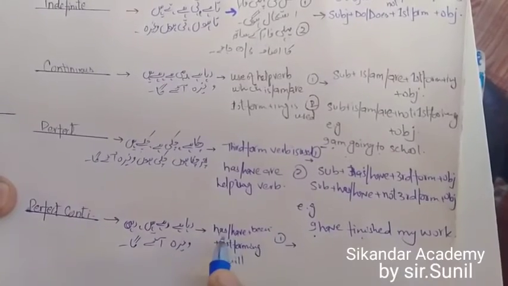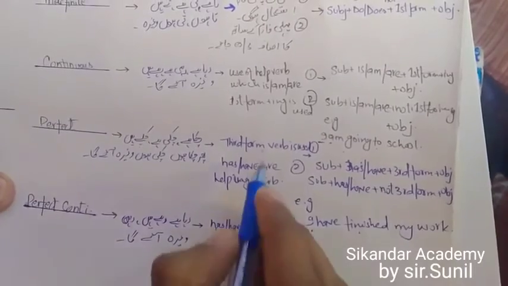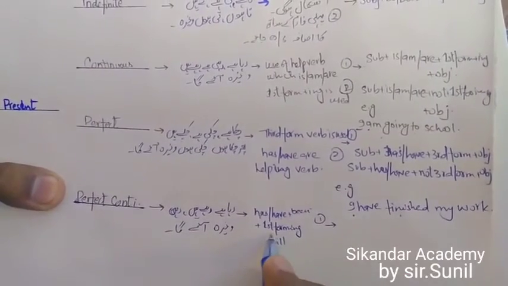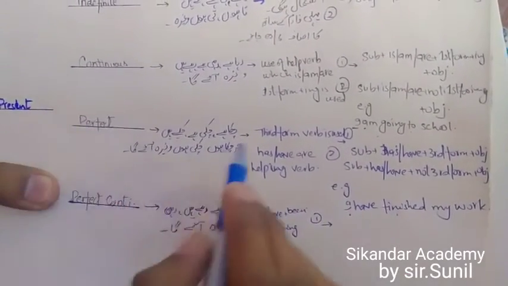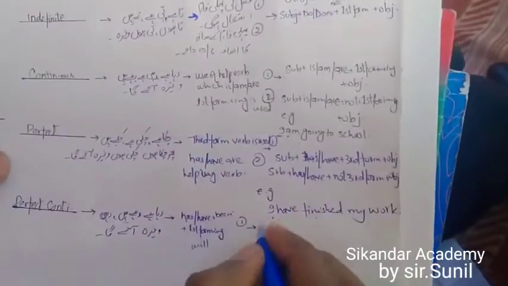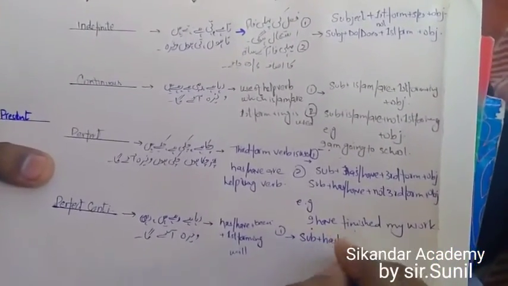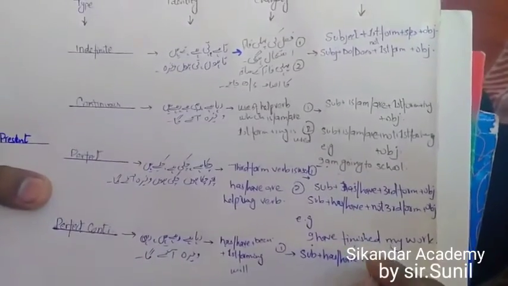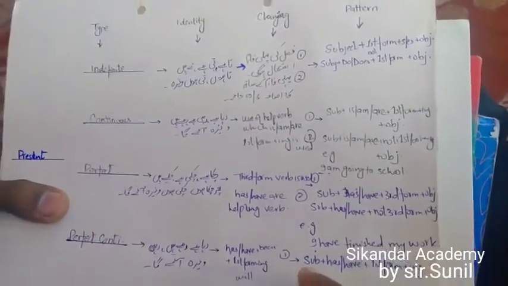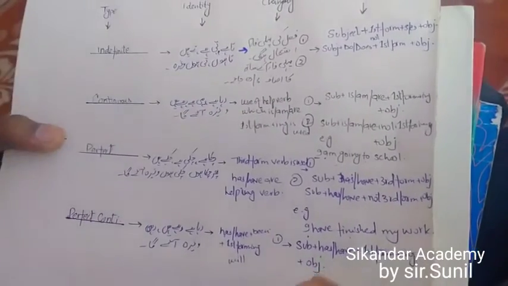Perfect tense contributes the has and have, and first form plus ing comes from the continuous tense. Continuous tense contributes its first form plus ing, and perfect tense contributes its has, have as helping verbs. Now the structure or pattern is that subject plus has, have plus been plus first form plus ing plus object.